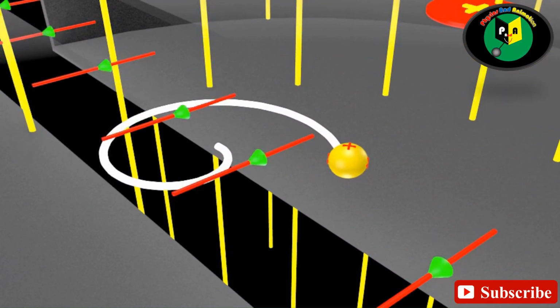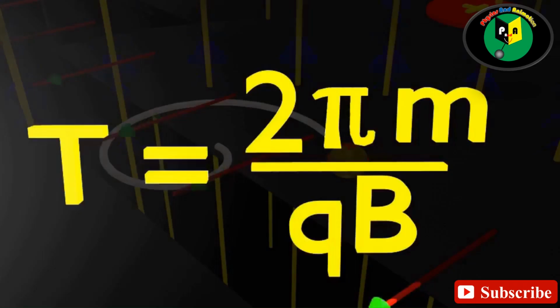You may ask a question. If the radius is increased, then the time period of revolution should also increase. But it's not true, because the equation of the time period of revolution of a positive particle in a cyclotron is independent of the radius of revolution of the positive particle.